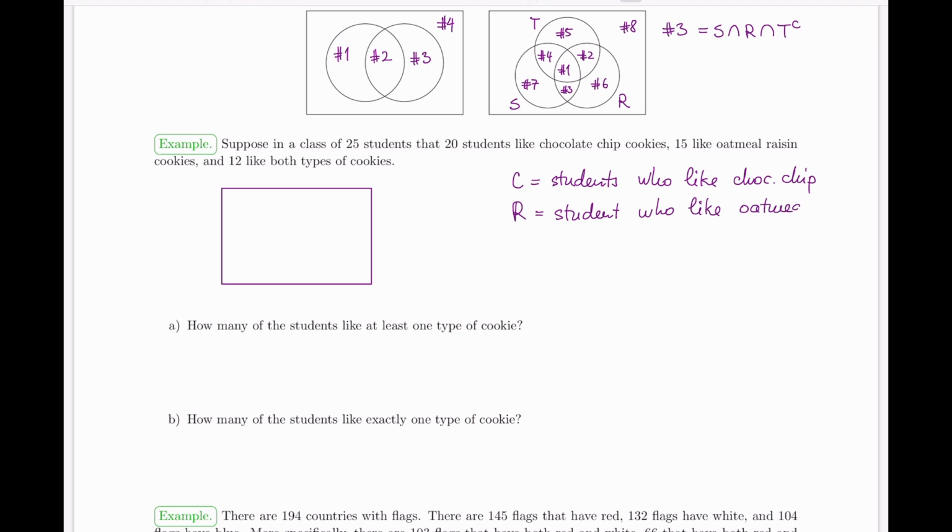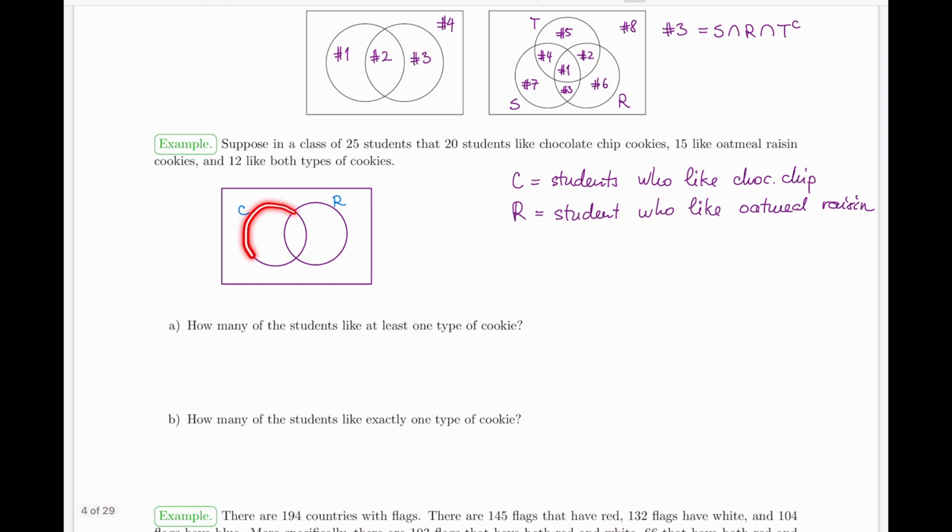Now I know that means that I have 2 sets to draw within my Venn diagram. So I'm going to go ahead and draw 2 circles here, and I'm going to label them C and R. Now I'm going to try to put in the numbers that correspond to a variety of information. First of all, let's think about what we cannot do. What I cannot do is put this number 20 anywhere, because this number 20 corresponds to all the students who like chocolate chip cookies, which means that number 20 is the number of elements in this set here, but this set is not a region because there's yet another boundary right here.